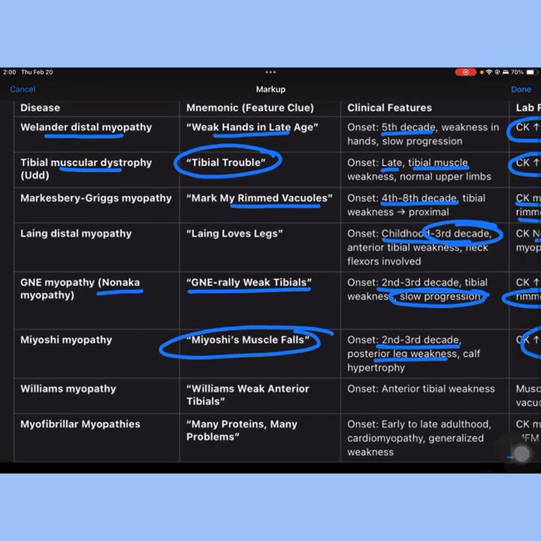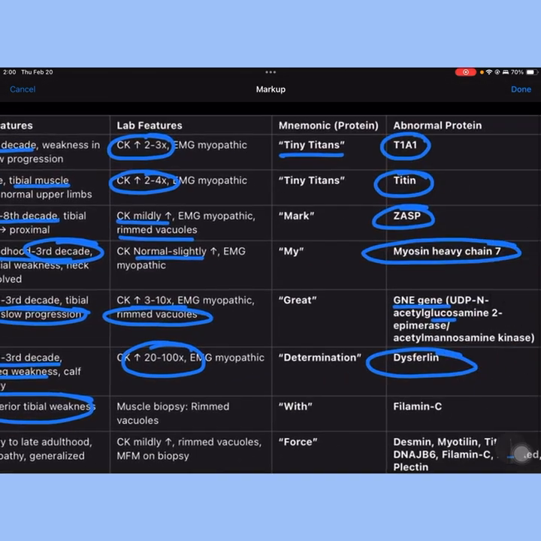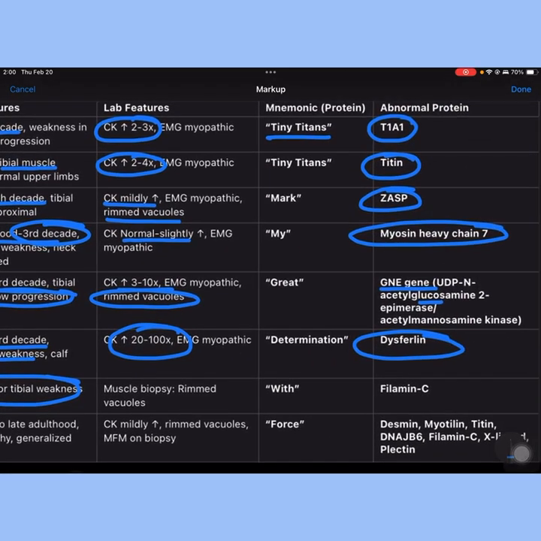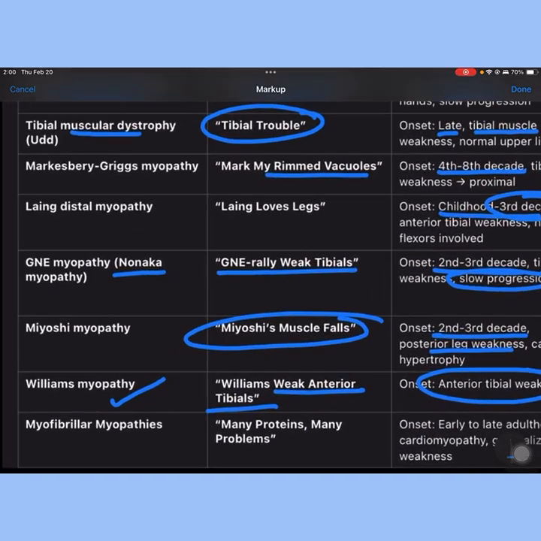The next one is Williams myopathy. Williams weak anterior tibials. Onset, anterior tibial weakness is present. There are rimmed vacuoles in muscle biopsy. Filamin C is the abnormal protein in Williams myopathy.